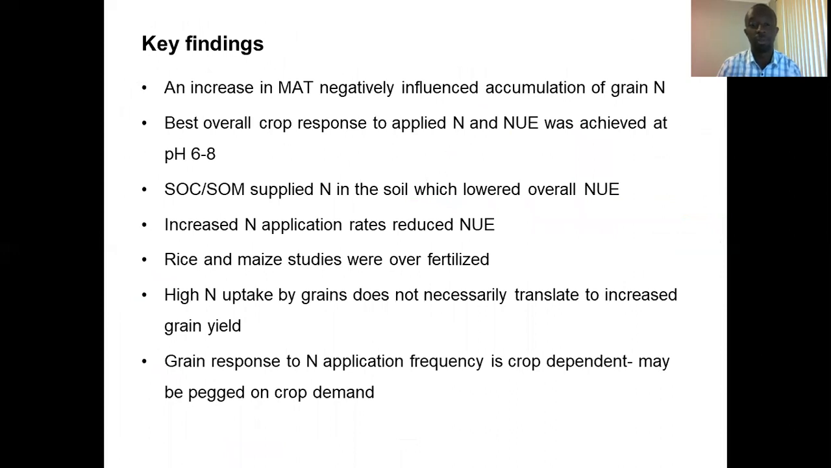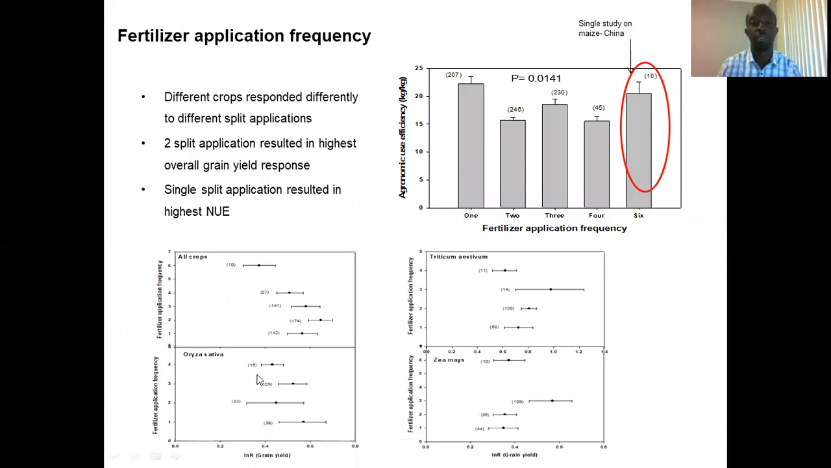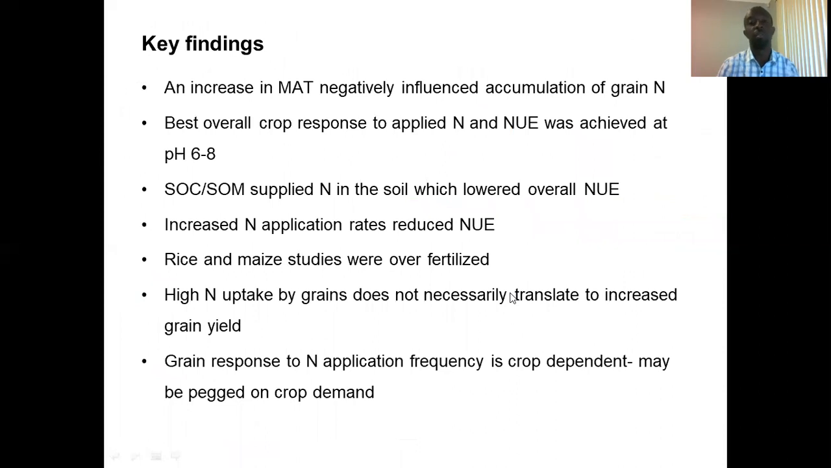Finally, grain response to application frequency was crop dependent. As shown here, there were different grain yield responses to application frequency, and this could be because the timing would be a major factor for nitrogen use efficiency, because if it coincides with plant demand, then you're able to have a lot of nitrogen being taken up. And this happens at different growth stages for different crops.